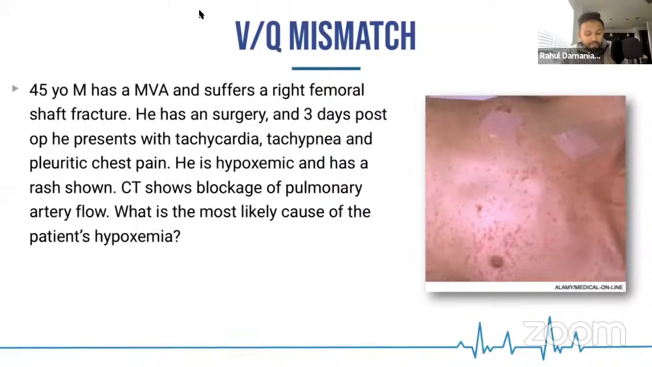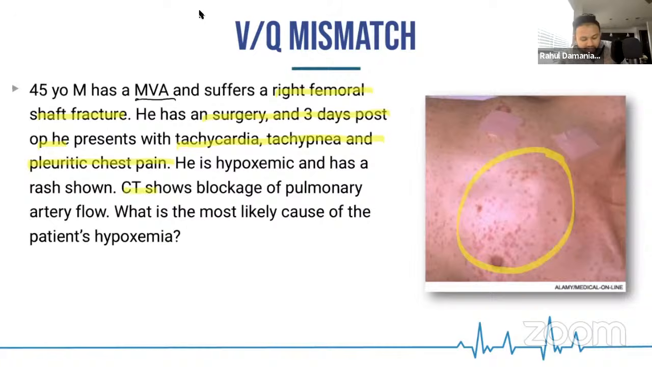We have a 45-year-old male who has a motor vehicle accident and suffers a right femoral shaft fracture. He has a surgery, and 3 days post-operatively, he presents with tachycardia, tachypnea, and pleuritic chest pain. So he's really sick. He is hypoxemic and has a rash that is shown right here.